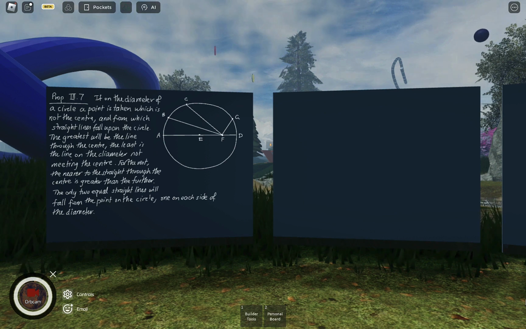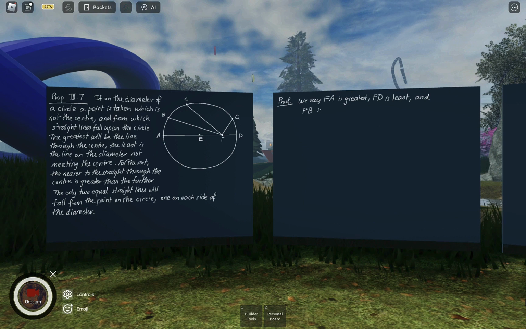All right, proof. Okay, I won't repeat the construction. We've gone through the relevant labels. We say FA is greatest. FD is least. And FB is greater than FC, which is greater than FG.